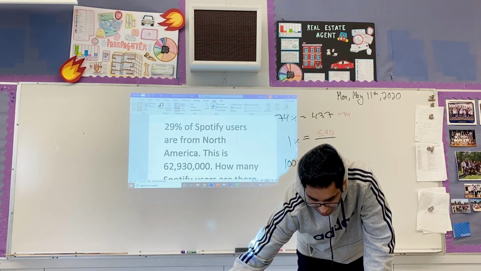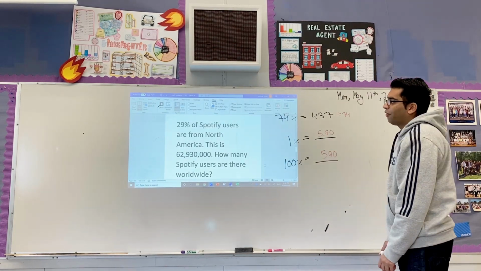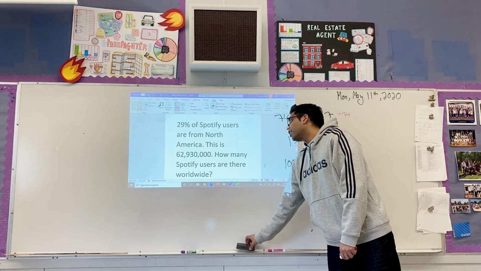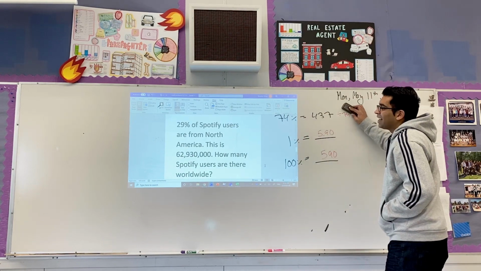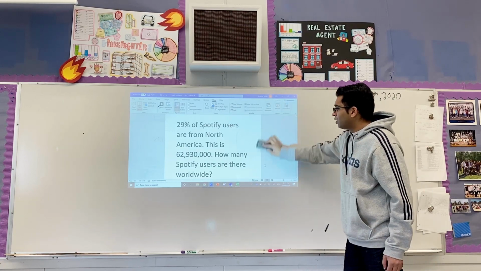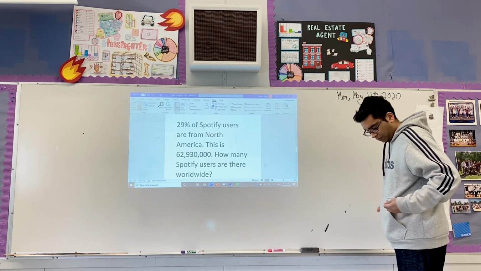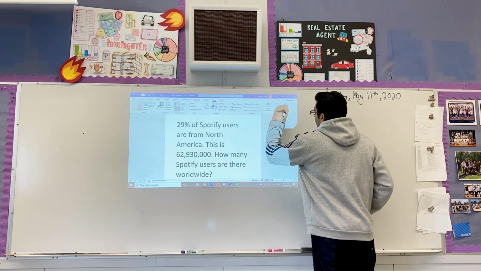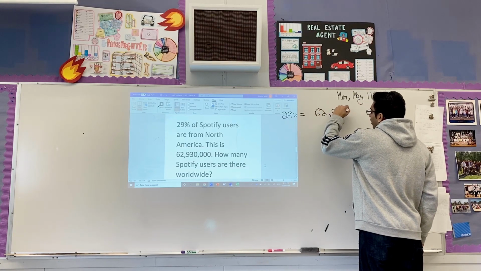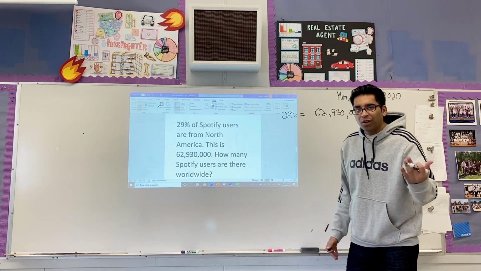I used some bigger numbers for this one. If 29% of Spotify users are from North America, this is a 2019 figure by the way, and that is 62,930,000, how many Spotify users are there worldwide? Set up your page just like we saw. 29% equals 62,930,000. We want to know the total amount of Spotify users worldwide, in other words, 100%.